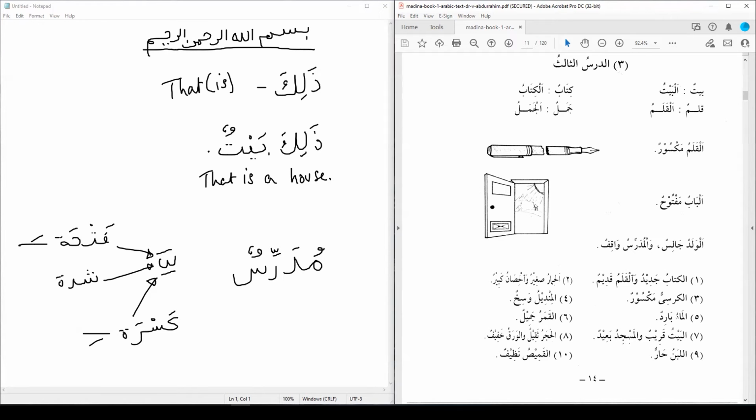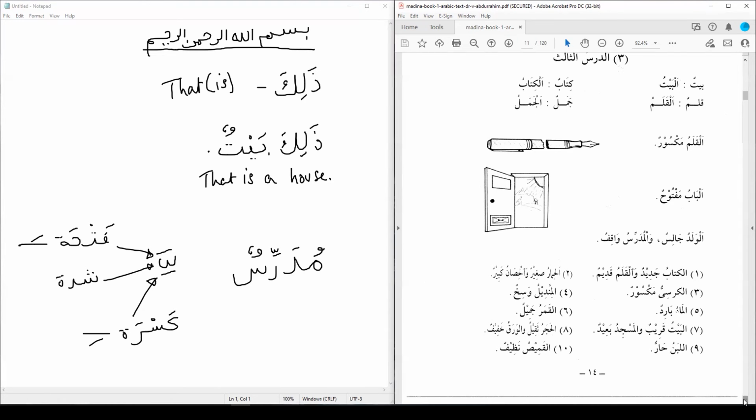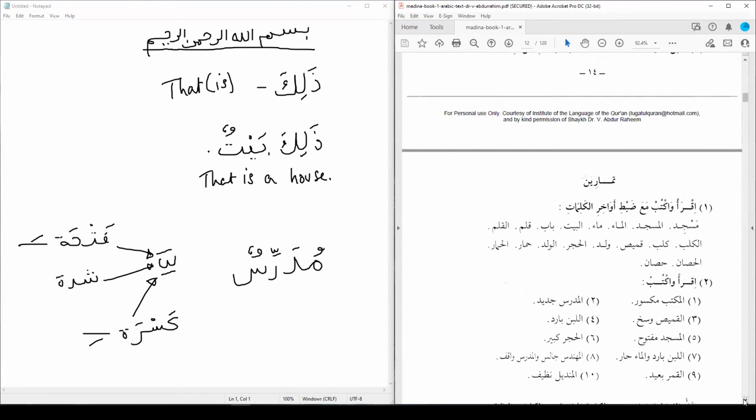Al-baytu qaribun wal-masjidu ba'idun, the house is close and the mosque is far. Al-hajaru thaqilun, the stone or the rock is heavy. Wal-waraqu khafifun, and the paper is light. Al-labanu harrun, the milk is hot. Al-qamisu nadhifun, the shirt is clean. Let's go to the next page.